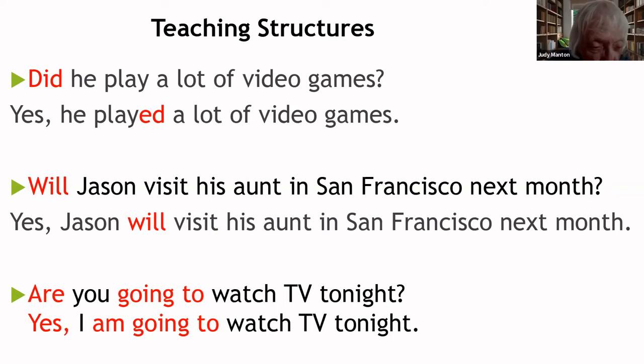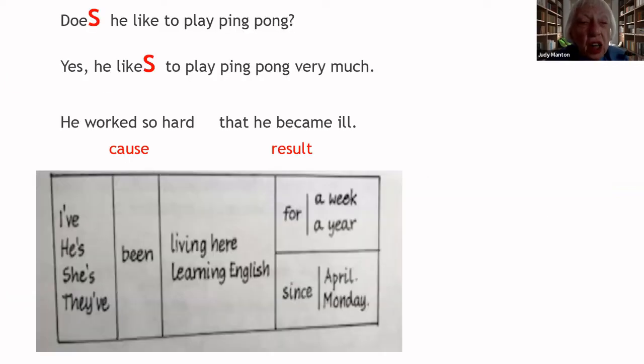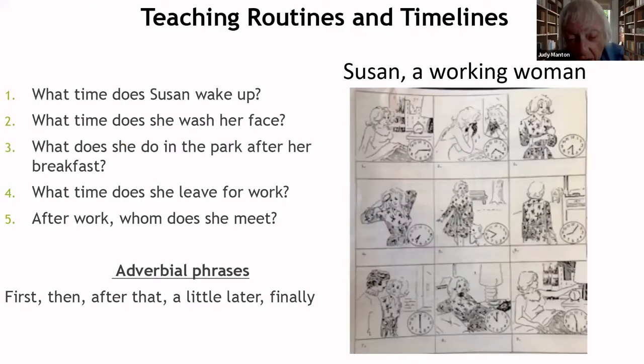There are various ways to call attention to grammatical structures, such as these examples. And again, that S is a big problem for speakers of Chinese learning English. So make that big S on heavy paper and use it year after year in your classes to call attention to the S. Teaching routines and timelines. You can ask your students to write about their own routines using adverbial phrases. They would probably enjoy writing their timelines from their birth to the age they are now.